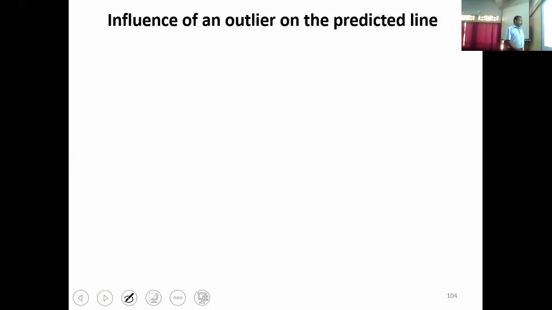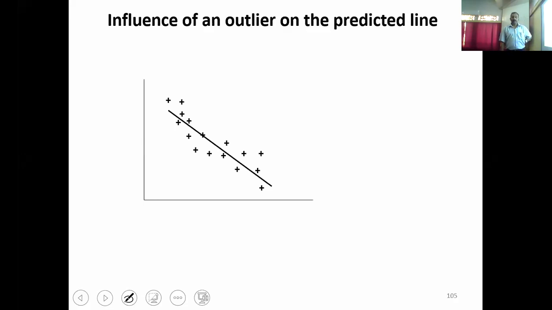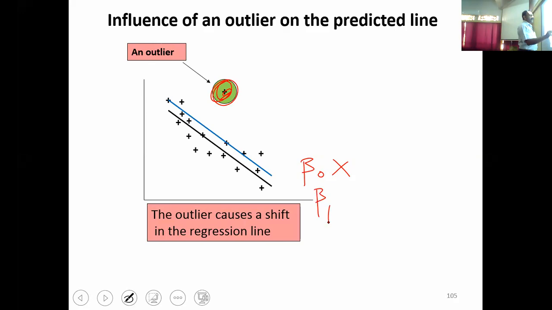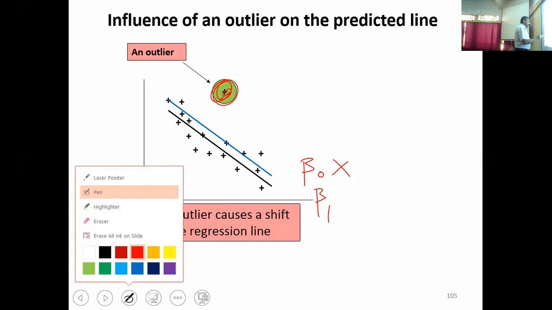Right. Now look at the outlier situation. So with no outlier, the regression line is fine. Now see, there's a very simple outlier. What has happened? Beta naught is changed from black to blue color because of this outlier. But what is happening for beta 1? Sorry, the other way around.